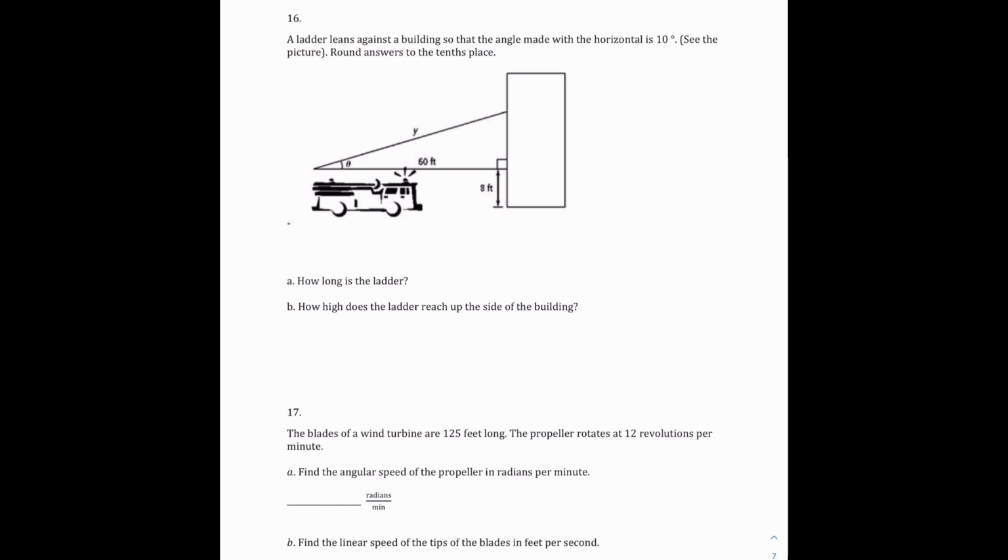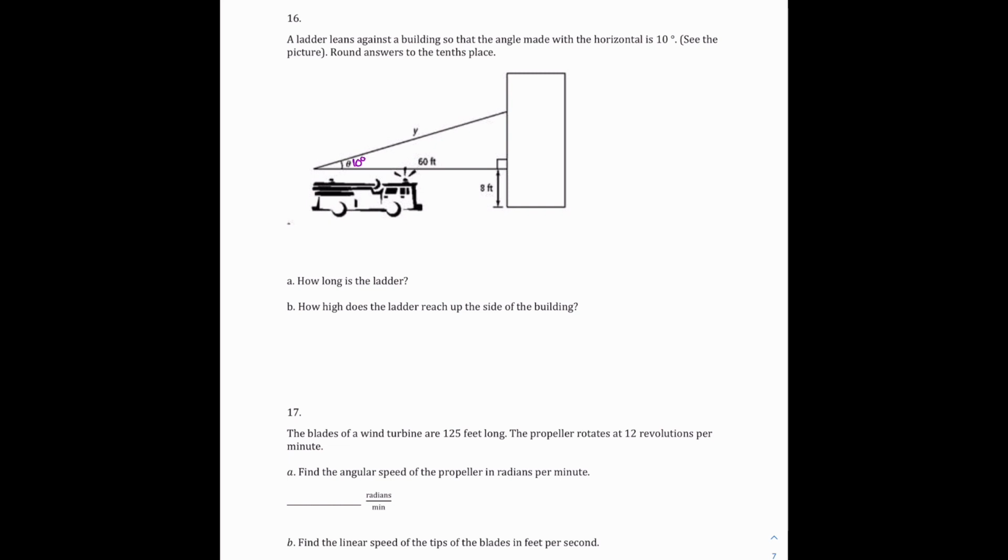Question number 16. The ladder leans against the building so that the angle made with the horizontal is 10 degrees. So this angle right here is 10 degrees. Round your answer to the 10th place and we're going to answer the following questions. So we need the length of the ladder. The first question: find how long is the ladder.